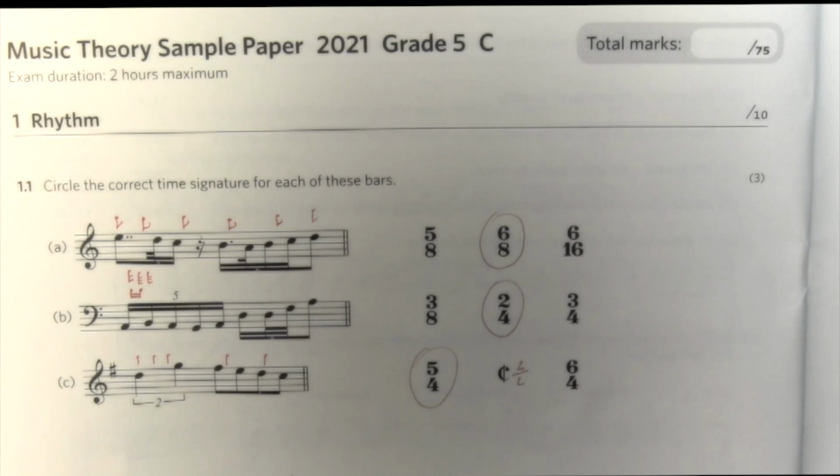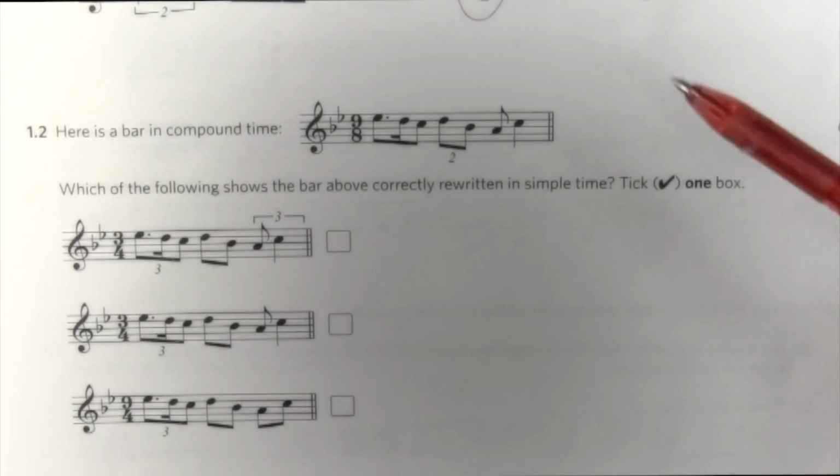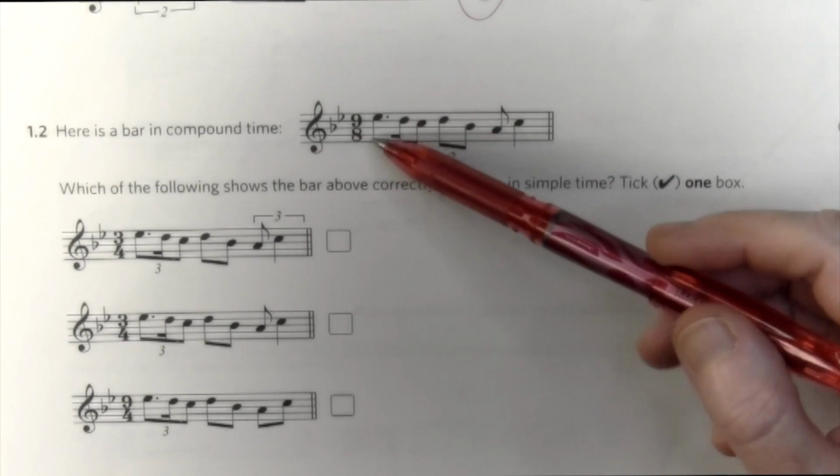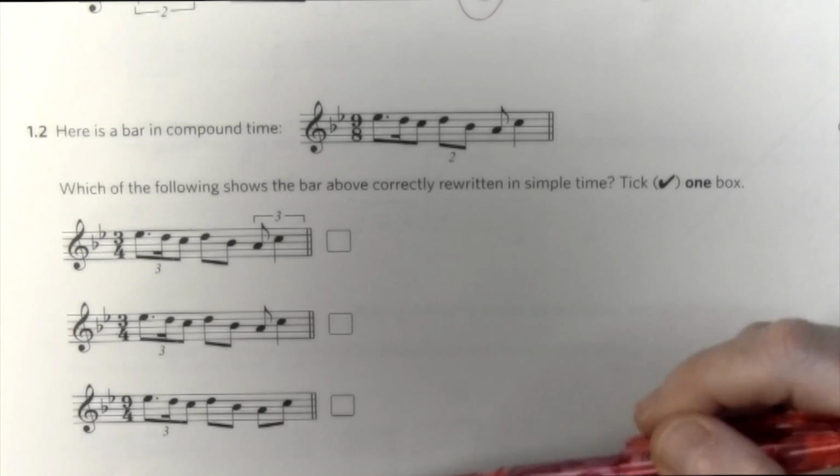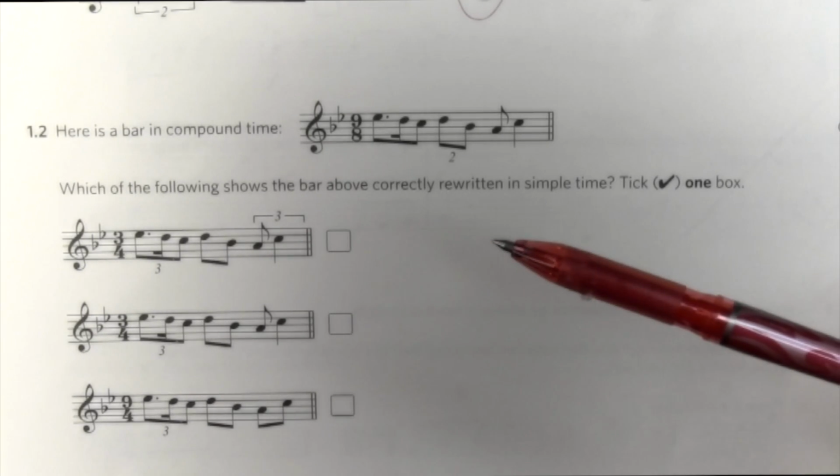Let's move on to question 2. In this question, we have a bar written in compound time, and we need to tick the box that shows this same bar correctly rewritten in simple time.